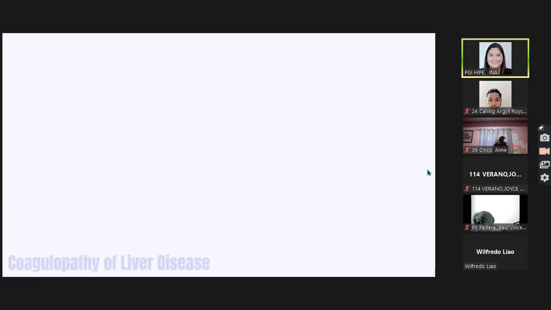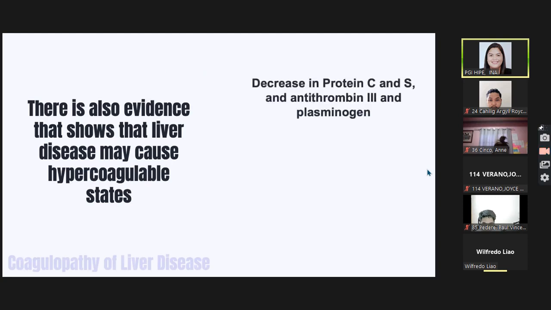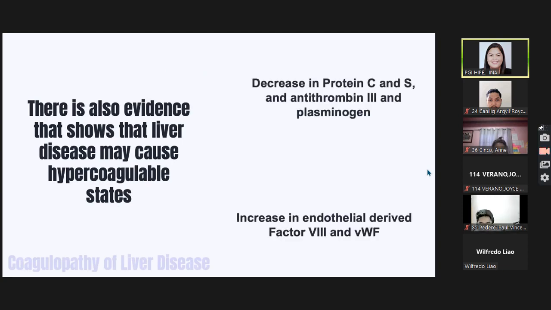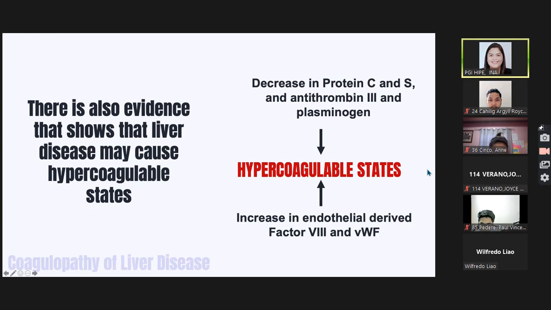So here, Doc, as mentioned, there is evidence that liver diseases may cause hypercoagulable states. In liver diseases, especially the severe ones, there is a decrease in protein C and S, antithrombin 3, and plasminogen. Also, there is an increase in the endothelial derived factor 8 and von Willebrand factor. So this will lead to hypercoagulable states in patients with liver disease.